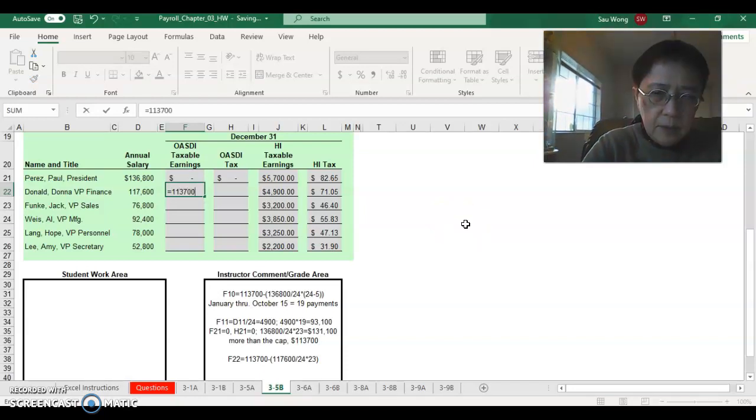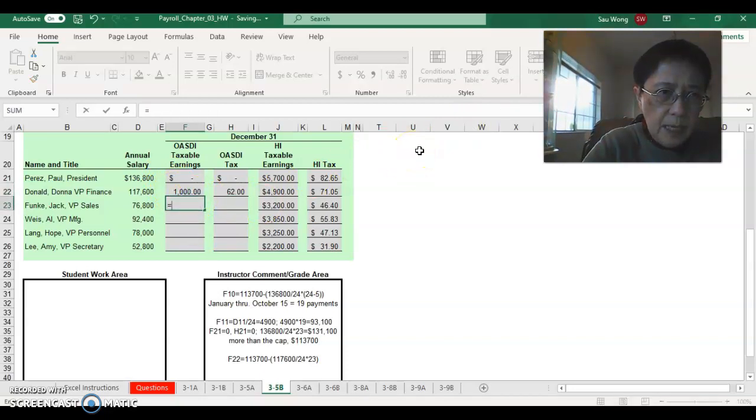So 113,700 minus open bracket D22 divided by 24 payments times 23 payments, close bracket. So donor only has 1,000 that needs to be paid for the OASDI, equal to F22 times 0.062, 6.2%.